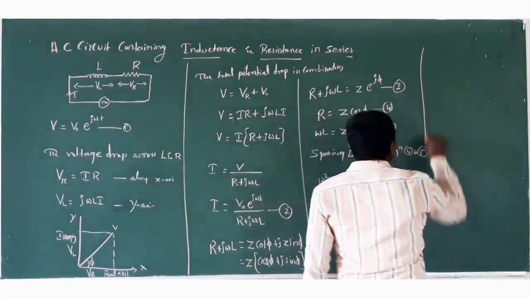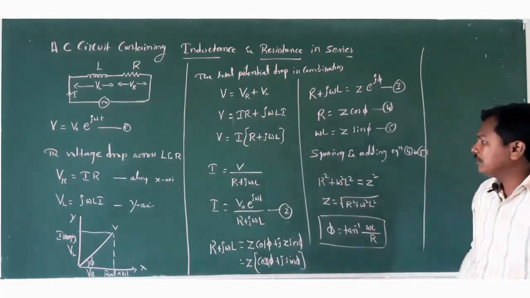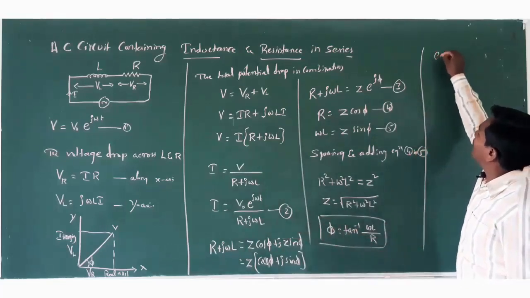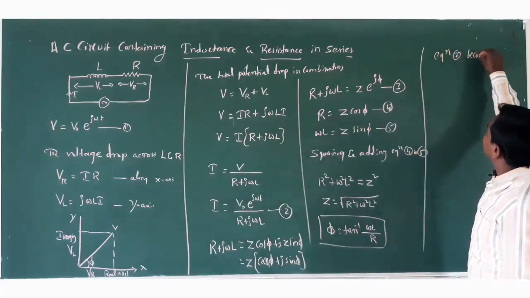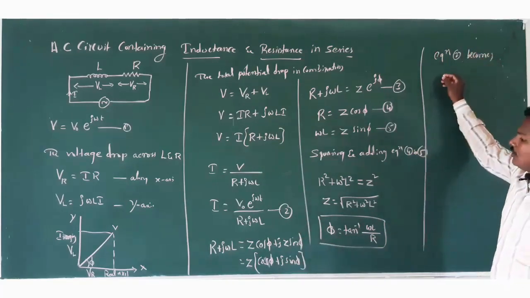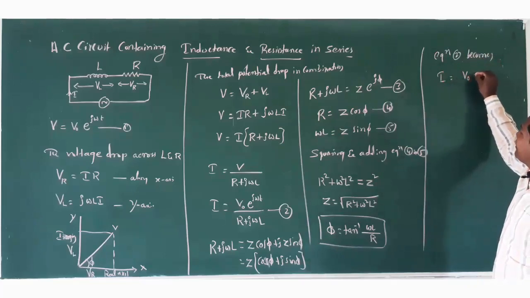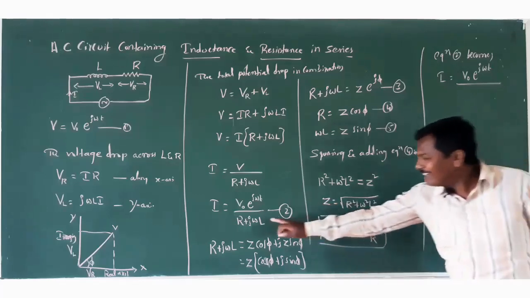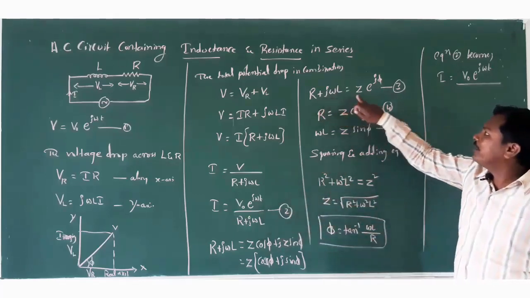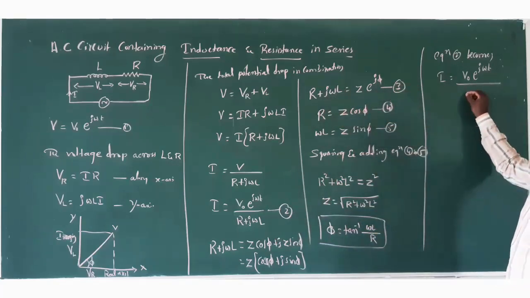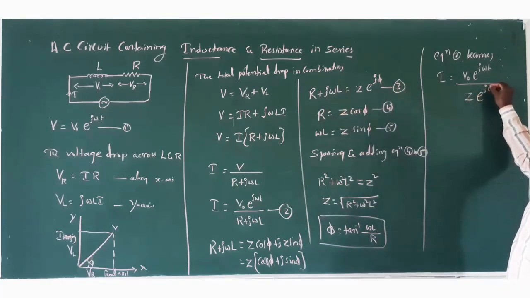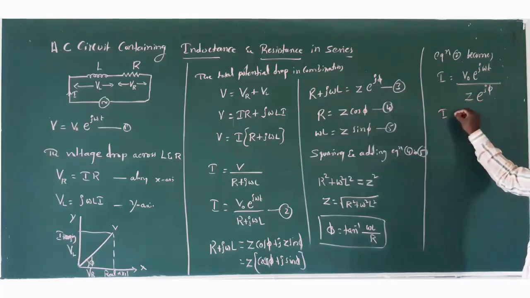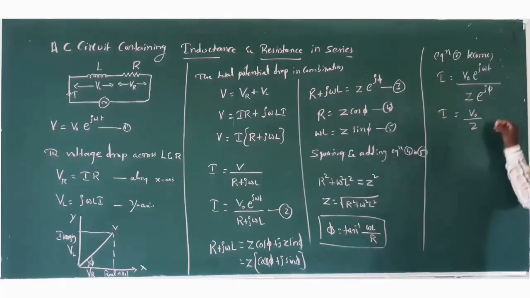So if we simplify further, equation 2 becomes I is equal to V naught e raised to j omega t divided by R plus j omega L. In the sense, here R plus j omega L is Z into e raised to j of pi. If we simplify this one, I is equal to V naught divided by Z, so e raised to j omega t minus j of pi.